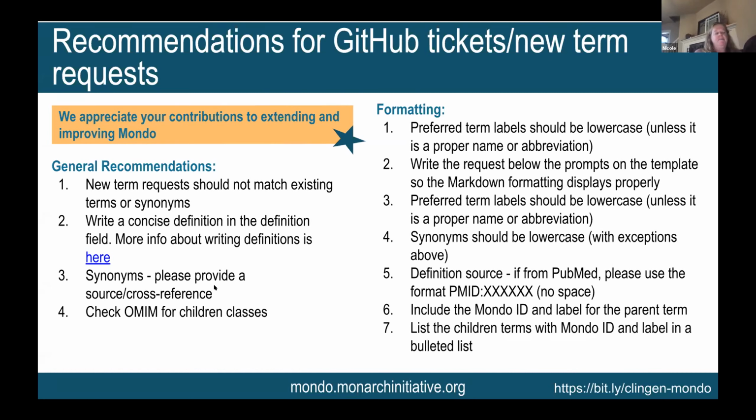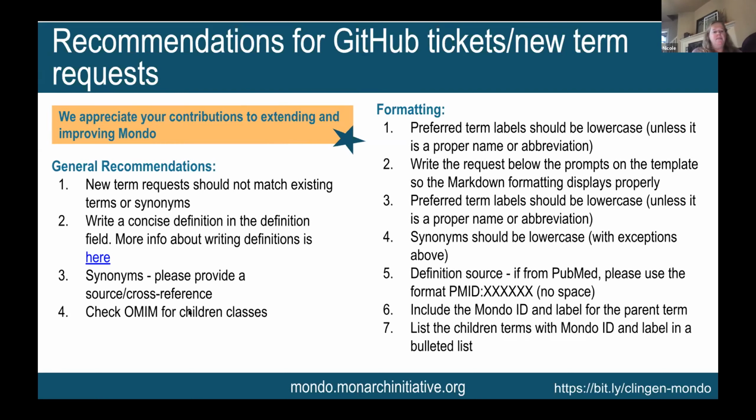And then another thing is that for Mondo, for all the synonyms, we try to always include a database cross-reference to the definitions and the synonyms. And I think this is never really an issue with ClinGen, but just so you know, the ClinGen requests always have PubMed IDs referencing them, and I use those to reference the synonyms too. But if you were requesting new synonyms to a term, we just want to make sure we have proper references to the synonyms.